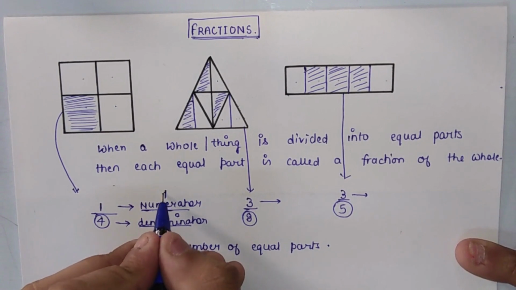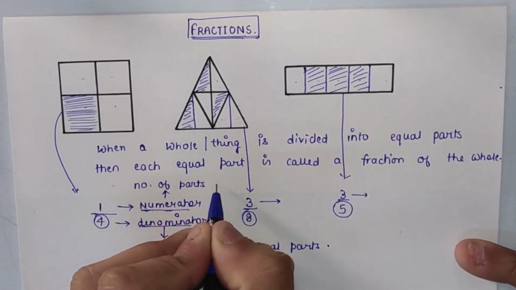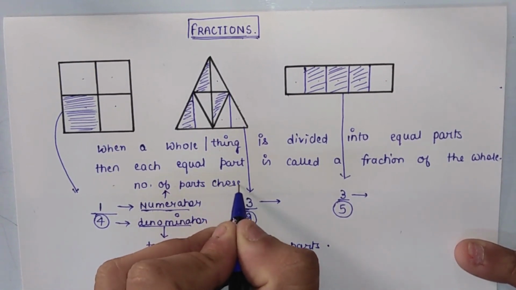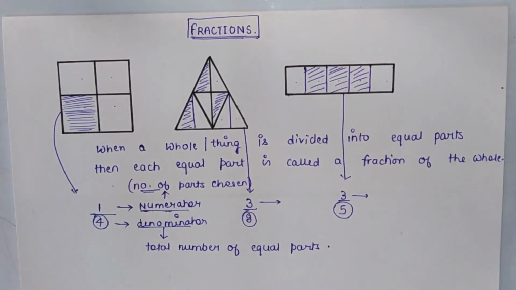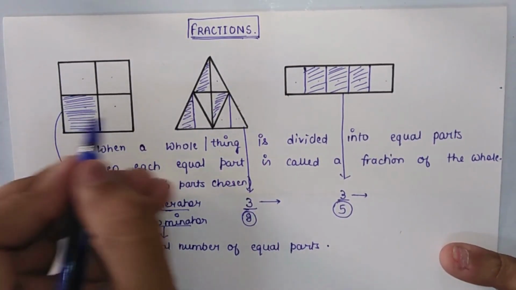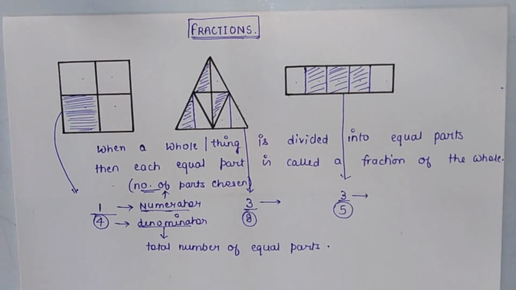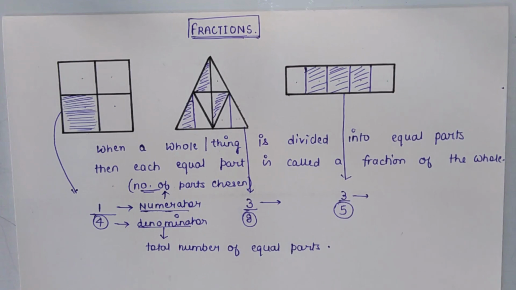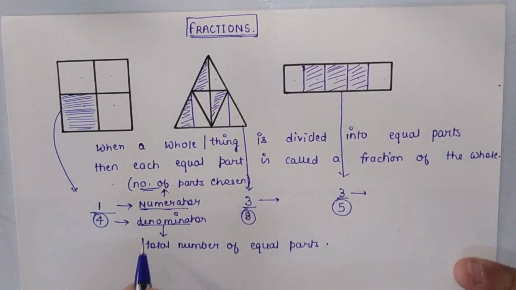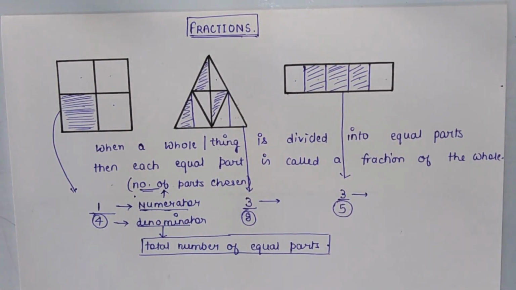And what about the numerator? The numerator is nothing but the number of parts chosen, or you can say the number of parts shaded or selected. Here only one part was shaded. Here 3 parts were shaded. Here also 3 parts were shaded. So the numerator is the number of parts which are shaded, chosen or selected, and the denominator is the total number of equal parts. These are the two definitions for numerator and denominator.